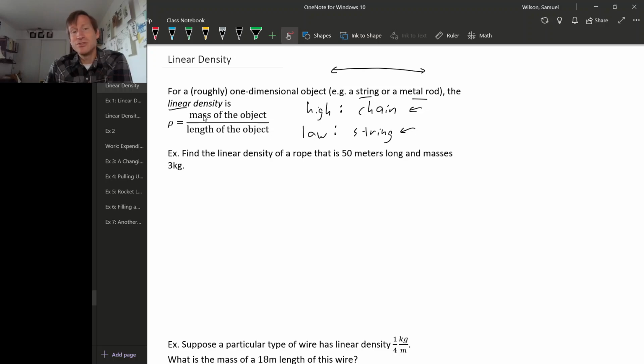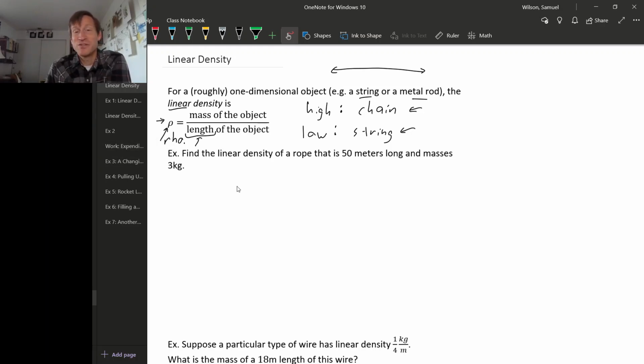You may be used to the idea of density. Linear density is mass divided by the length of an object. Regular density is mass divided by the volume of an object. So linear density is sort of a one-dimensional version of density. And the symbol that we're going to use for density looks like a P, but actually it's rho, R-H-O. It's sort of the Greek version of R, basically. So this is a lowercase rho that we're going to use for density.